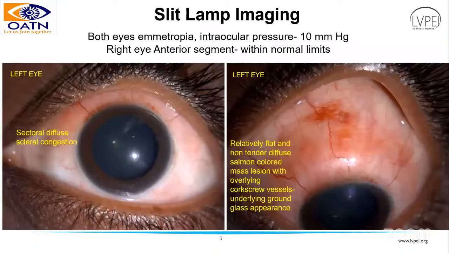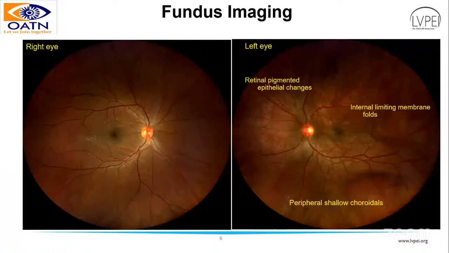Coming to the vision, both eyes are emmetropic and IOP is within normal limits at 10 mmHg. The right eye slit lamp findings are within normal limits, whereas the left eye shows sectoral diffuse scleral congestion superiorly. Here we can see a salmon-colored mass lesion with vessels that look like corkscrew vessels. Coming to fundus imaging, the right eye is within normal limits, and the left eye shows some RPE changes and ILM folds here, and peripheral shallow choroidals we can see here.